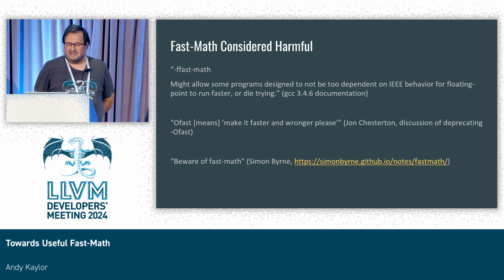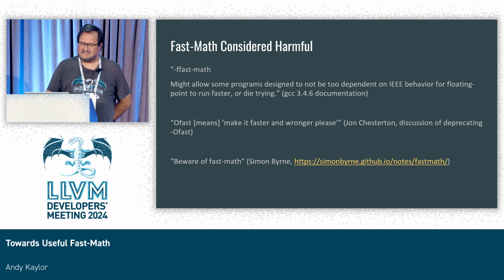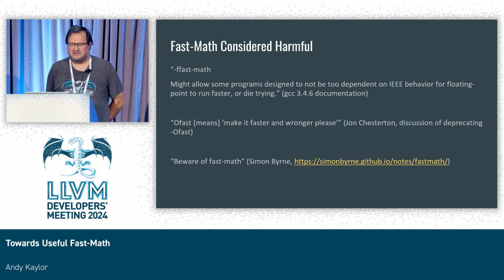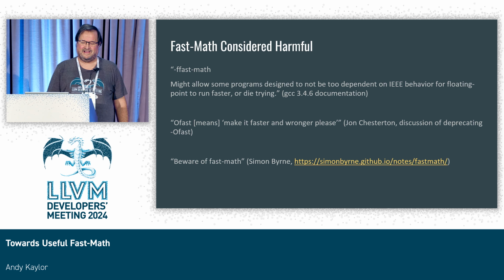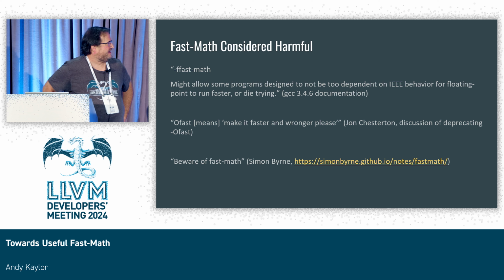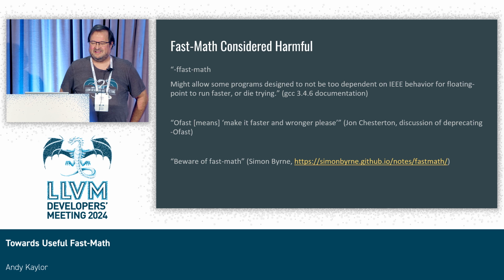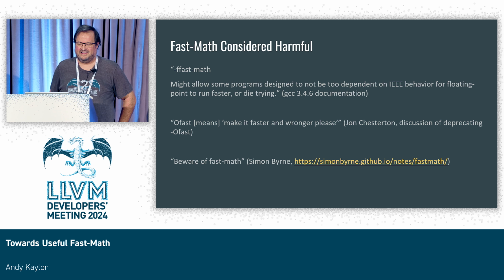So to start out with, the bad, this is just an overview of a few things. One of my favorite things from the old GCC documentation for the -ffast-math option is that the documentation used to say that this option would either make your program faster or die trying. So the die trying part, I guess, is the problem with this option.